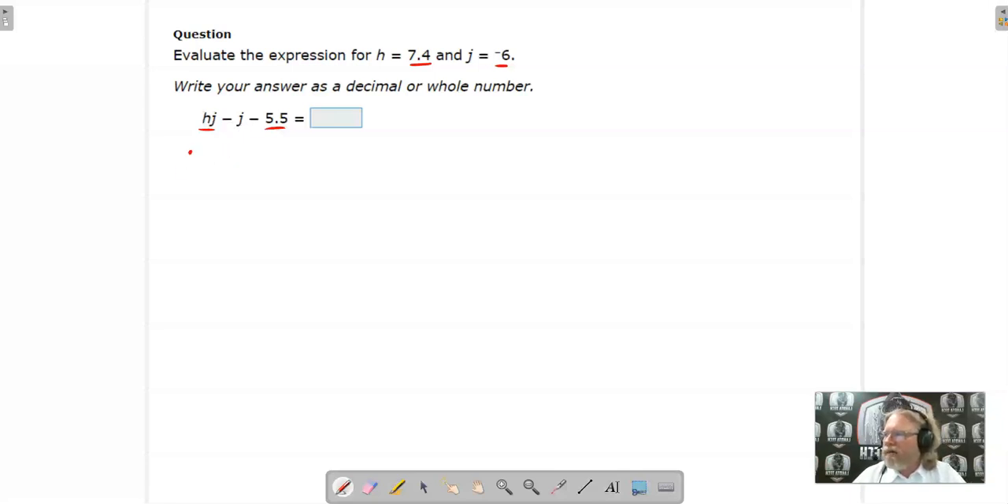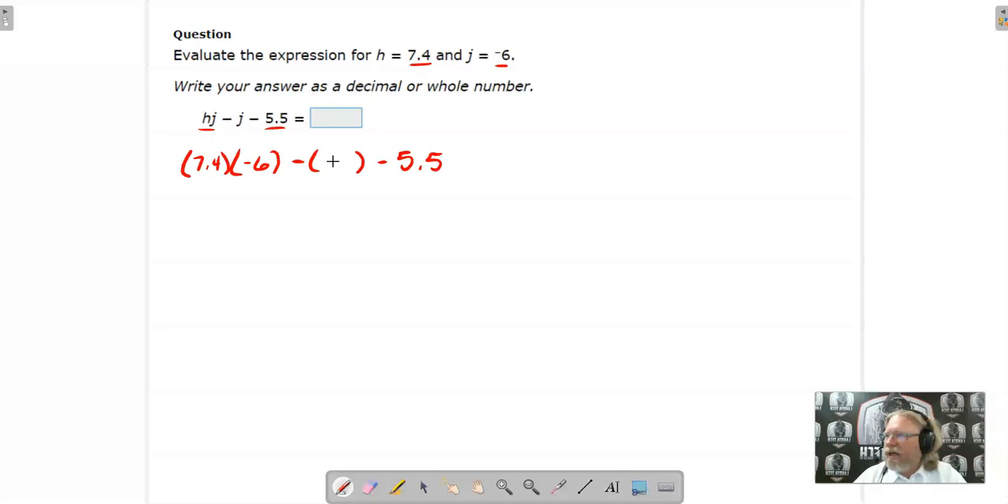So let's go ahead and rewrite this using the parenthesis process here. I'm just rewriting the whole thing out and using parentheses. So now let's plug it in. H times J. So H here, J there. H is 7.4, and J is negative 6.